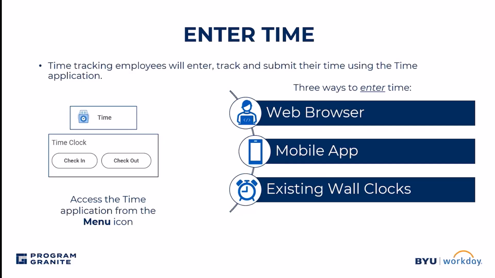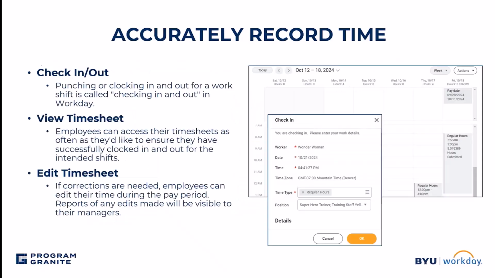So there are three ways that you can check in or enter your time in Workday. One is the web browser, like you all are on today. You can also use the Workday mobile application. I highly recommend you download that, because there are a lot of self-service features, including entering time. So the application is the second way. The third way are the wall clocks that you currently have. You can use those and it will integrate and update your timesheet in Workday. So there are three ways to enter time.